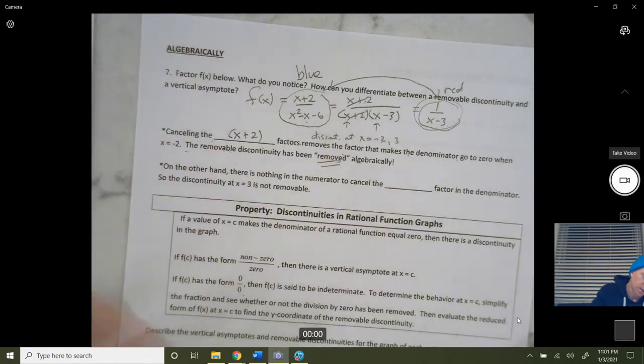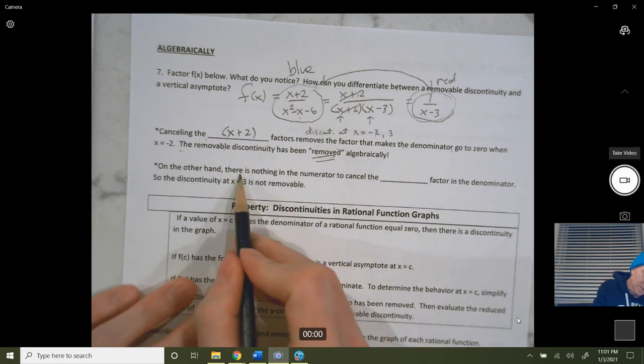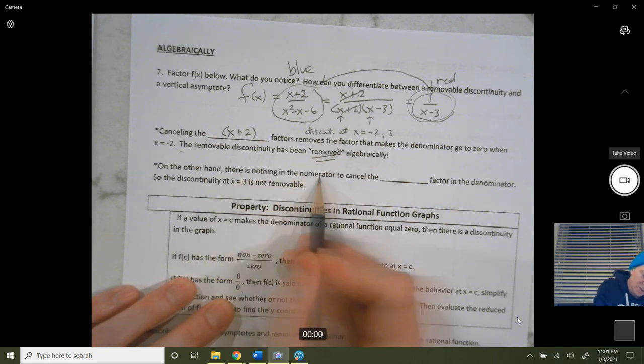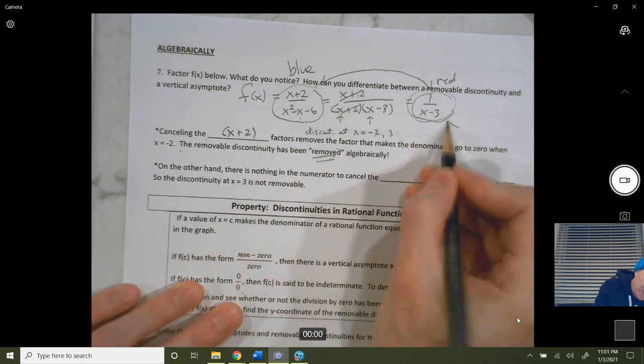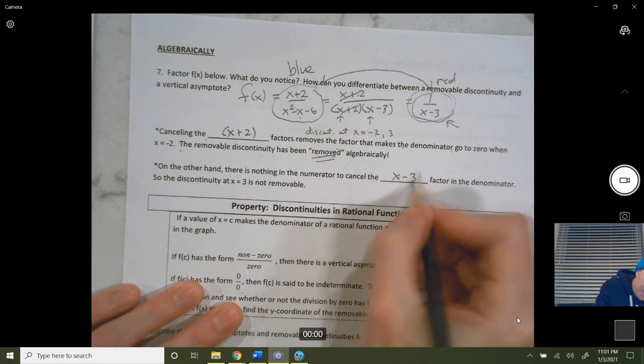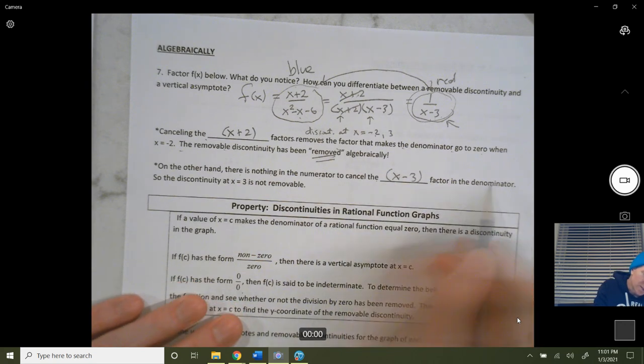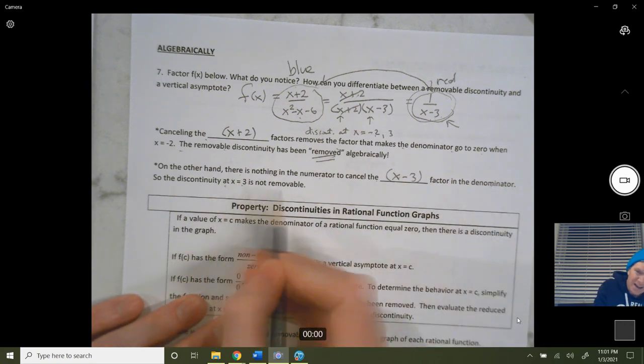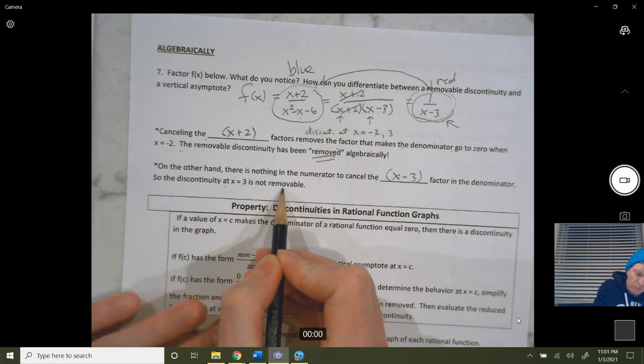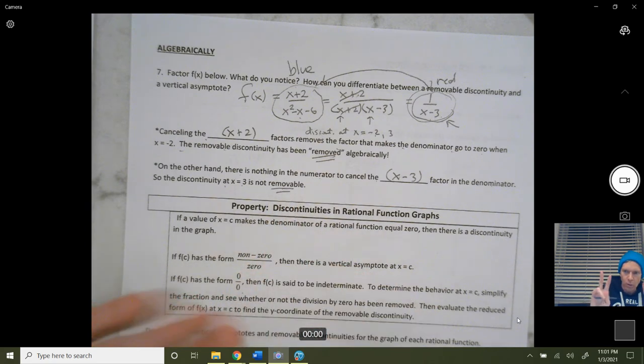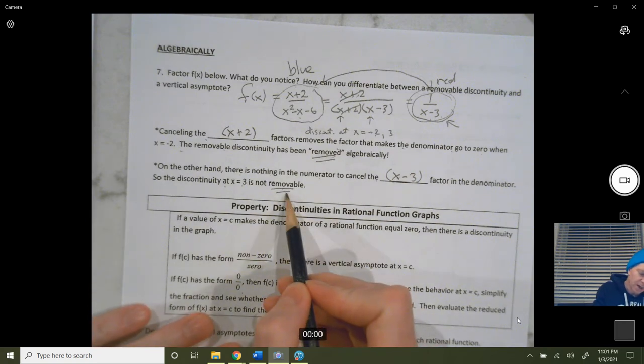Okay, let's go back here. On the other hand, there's nothing in the numerator to cancel the other factor, the x minus 3 factor in the denominator. So the discontinuity at x equals 3 is not removable. It's only a removable discontinuity, or a hole, if it's something that cancels from the top and the bottom.